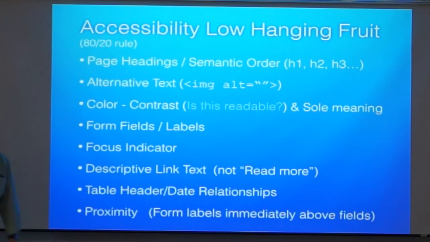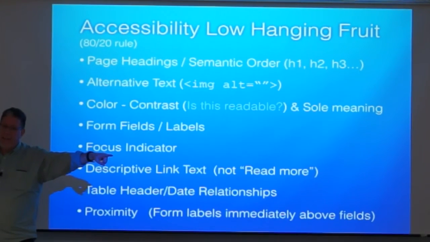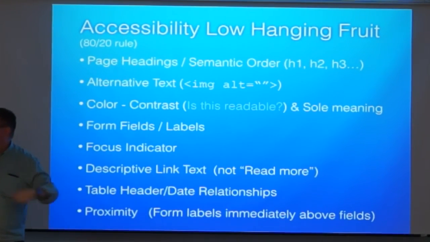Alternative text. Whenever you think about low-hanging fruit for accessibility, the first thing is, we'll just put alt tags on, alt attributes. There's no such thing as an alt tag. But they do say alt tag. I know. They do. We all do.